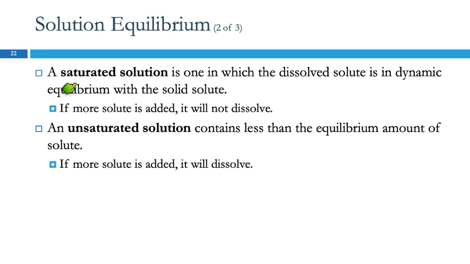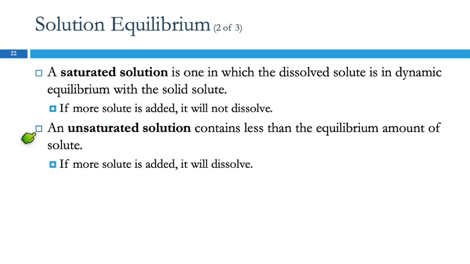So a saturated solution is one in which the dissolved solute is in dynamic equilibrium with the solid solute. So that's what I was describing as a sodium chloride solution where you've dissolved sodium chloride. It can take a lot, but you've added so much that you got to the point where there's some still sitting on the bottom and no more will dissolve. That is a saturated solution. So like a saturated sponge, it's full, right? It's full of that solute. If you add more solute, it's not going to dissolve.